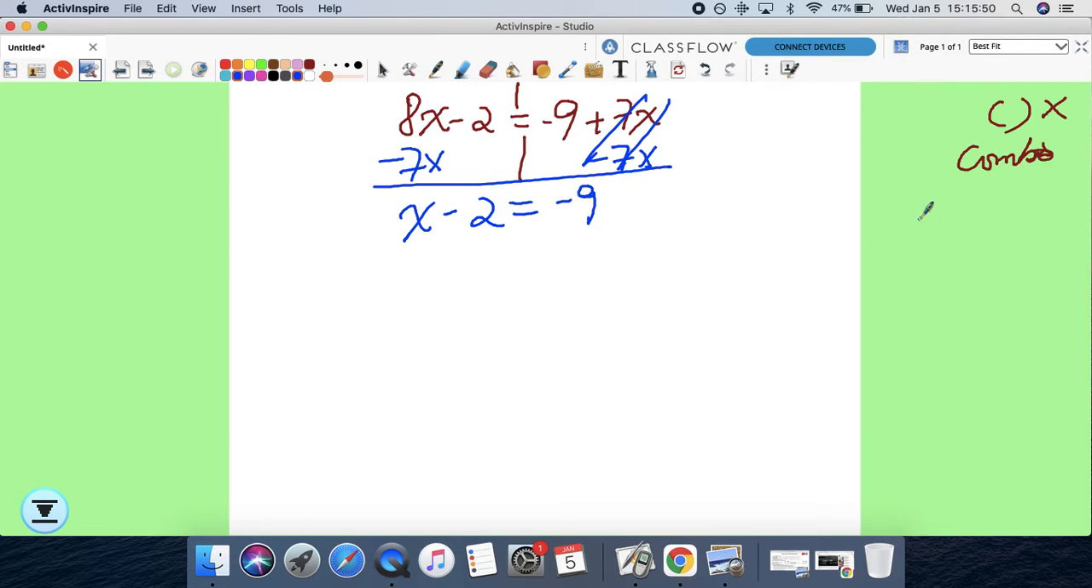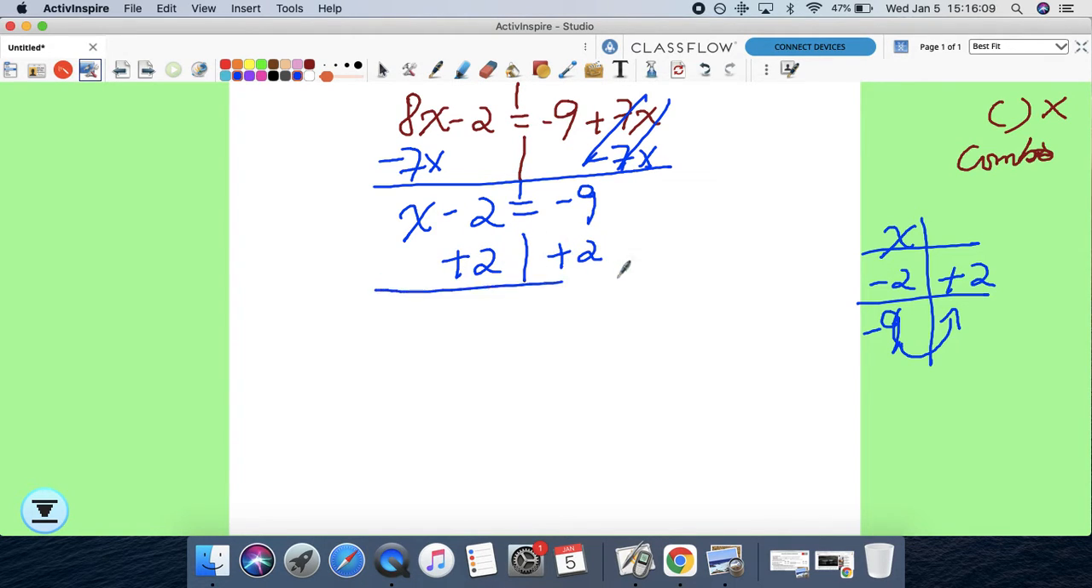Can we make a story? Yeah. I have a variable x. What's happening here? Is it multiplying by anything? No, just subtract 2. So, oops, and that equals negative 9. So the only thing we have to do is plus 2. Again, left side, right side. Plus 2 over here. Plus 2 over here. Negative 2 and plus 2 go away. X equals negative 7.